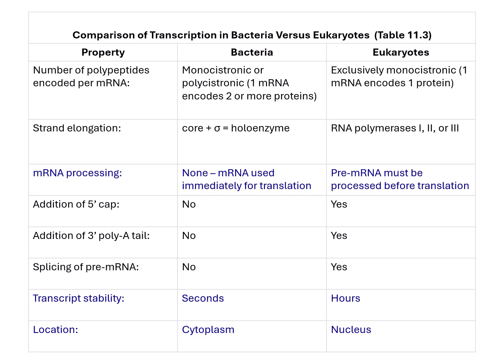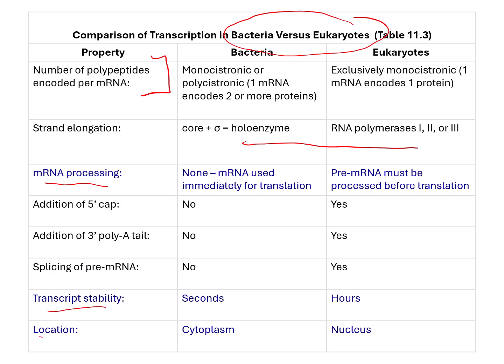And our book has a great table comparing and contrasting transcription in bacteria versus eukaryotes in terms of the number of polypeptides encoded per messenger RNA, the polymerases involved. In blue, those rows I added in. So we saw that only eukaryotes need to process their messenger RNA. We added that 5' G cap, the poly A tail, and splicing out of the introns.